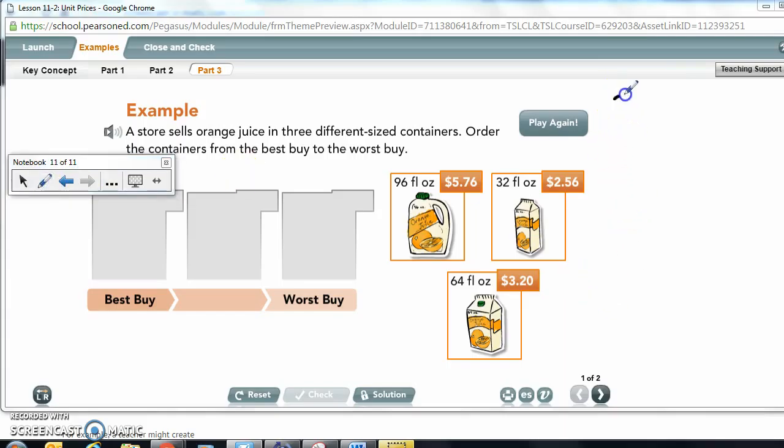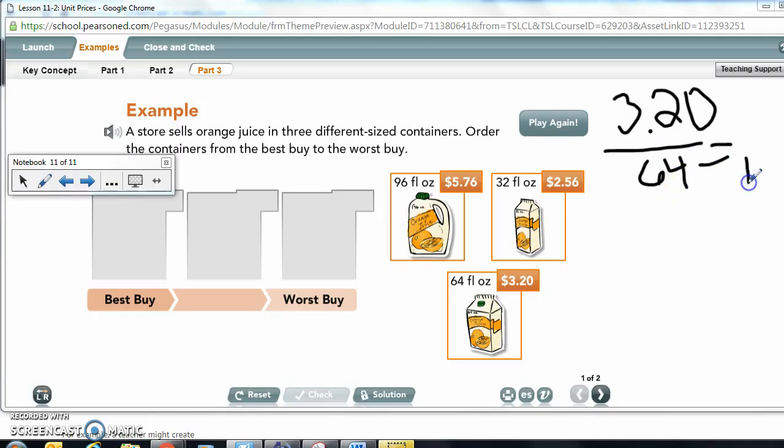So price over amount, $3.20 over 64 ounces. We're trying to figure out how much is in one. So what do I need to divide by? 64. Okay, so if I do that, I need to figure out $3.20 divided by 64.